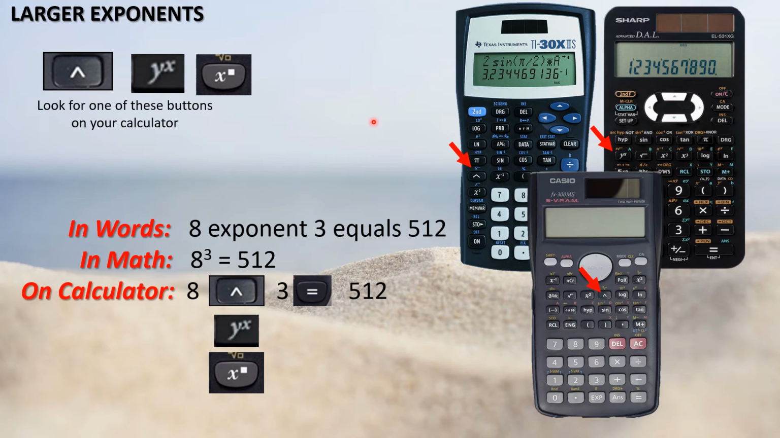What if you have an exponent that's larger than 2? So say it's 8 to the exponent 3 or 8 cubed. You're going to need one of these buttons. You see I've marked them in different places where they are on the calculator. Look for one of these. So you're going to hit 8, then you're going to hit your exponent button, depending on what it looks like, one of these 3. Then you'll hit 3, so this is 8 exponent 3, and then hit the equals, you should get 512. Try that on your calculator.